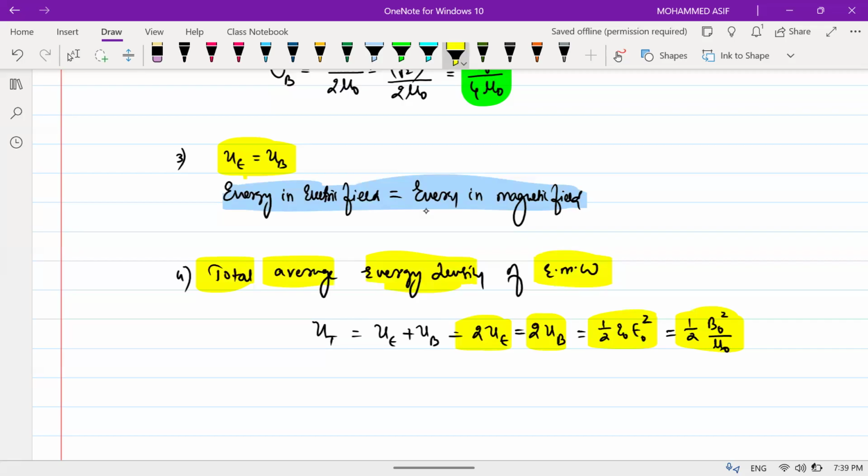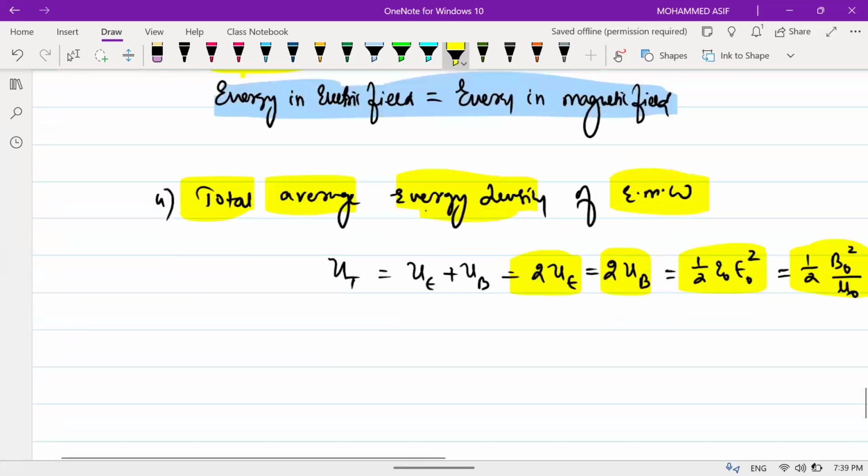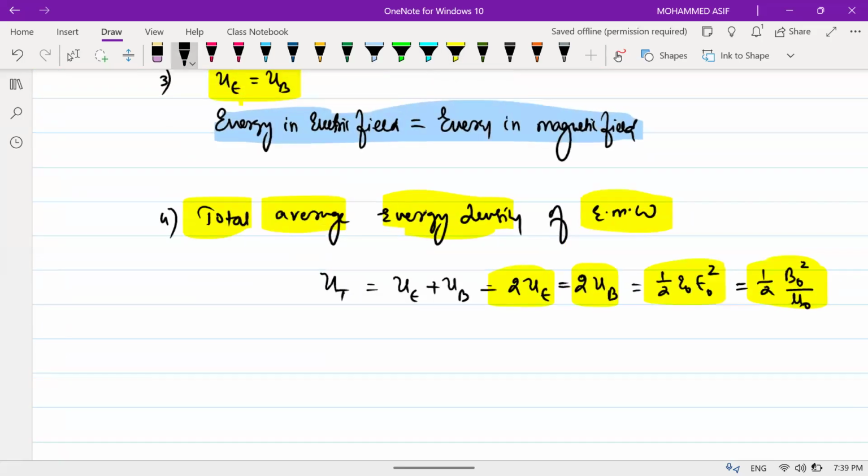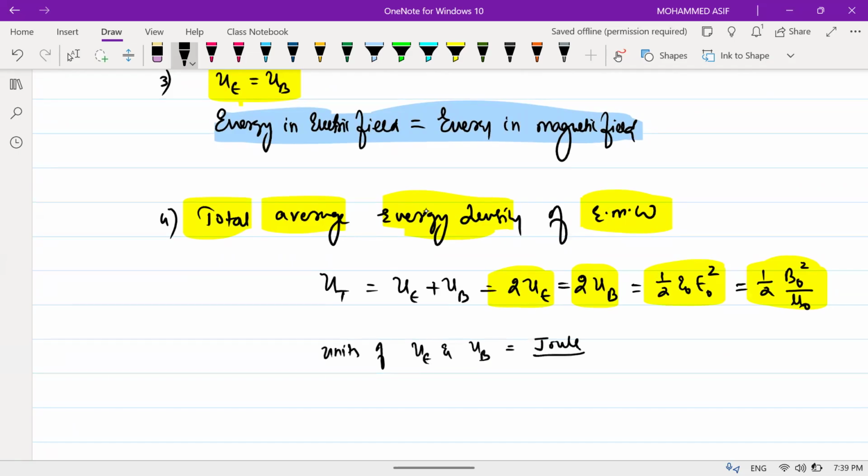Can anyone tell me the units of energy density of the electric and magnetic field? As it is energy per unit volume, the unit of energy is joule and the unit of volume is meter cube. So it is joule per meter cube. Am I clear?